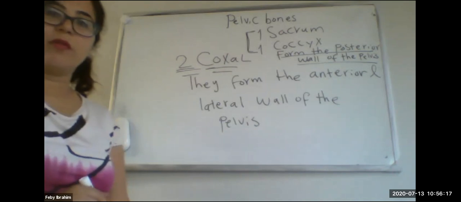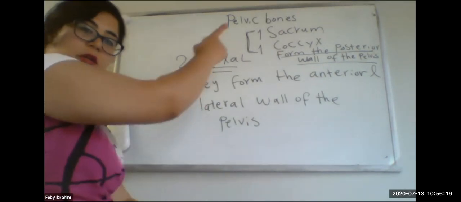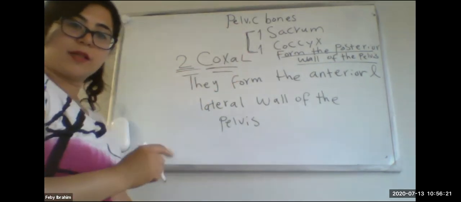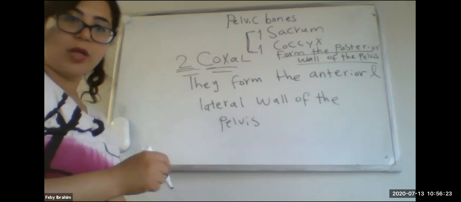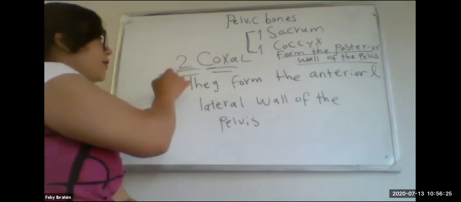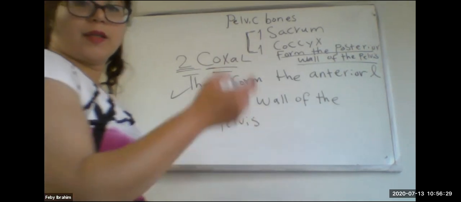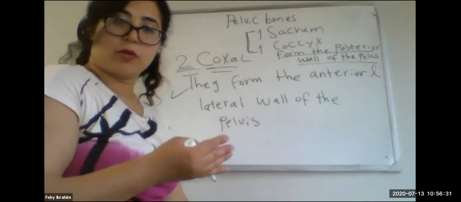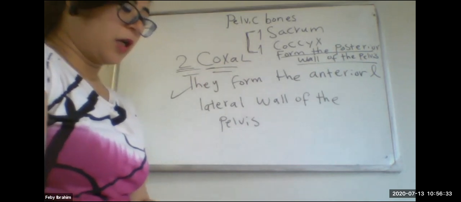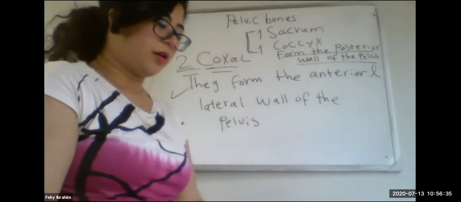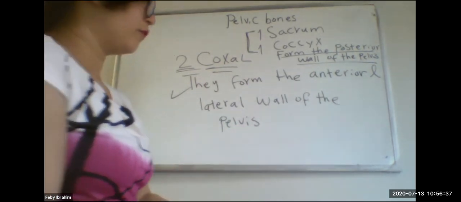This is for the pelvic bones. We have one sacrum, one coccyx, and the two coxal or two innominate bones. So they form the inferior and the lateral wall of the pelvis, and the sacrum and the coccyx form the posterior wall of the pelvis. Next, it will be the division of the pelvis.